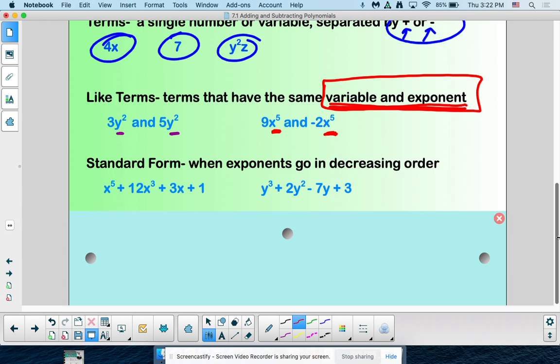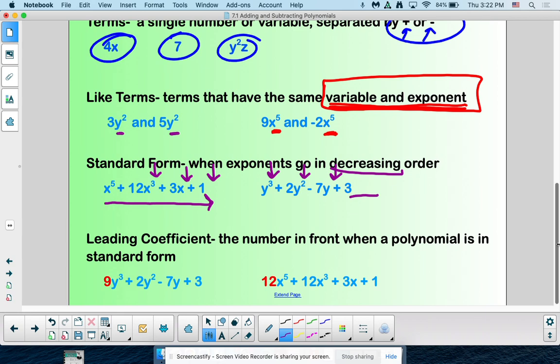Standard form is when writing exponents in decreasing order. That means you start with the biggest exponent and go down to no exponent. If you see here, x to the power of 5 is our largest exponent, and then it gets smaller as we go down. Then I go to x to an imaginary 1, to no exponent. Same thing here: we start with the 3rd power, second power, first power, to nothing. Decreasing order for standard form.